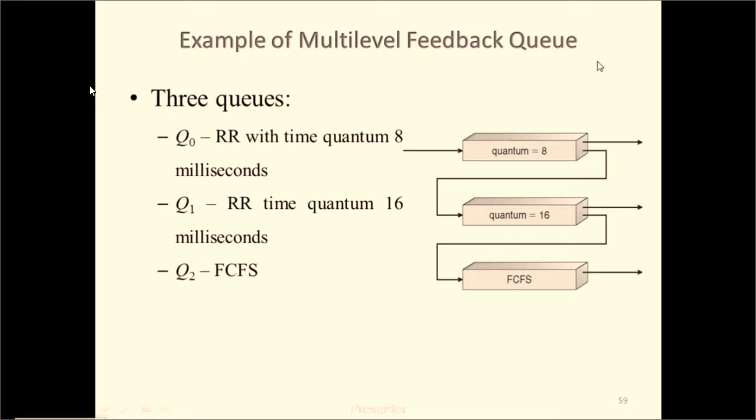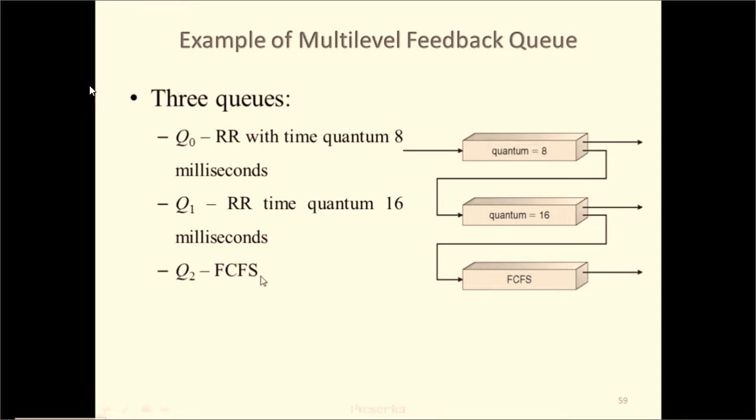This is an example of a multi-level feedback queue. Here there are three queues. They are named Q0, Q1 and Q2. Now for Q0, RR, the round robin scheduling algorithm is used. For Q1 also the round robin algorithm is used. And for Q2, the first come first served, FCFS, algorithm is used.